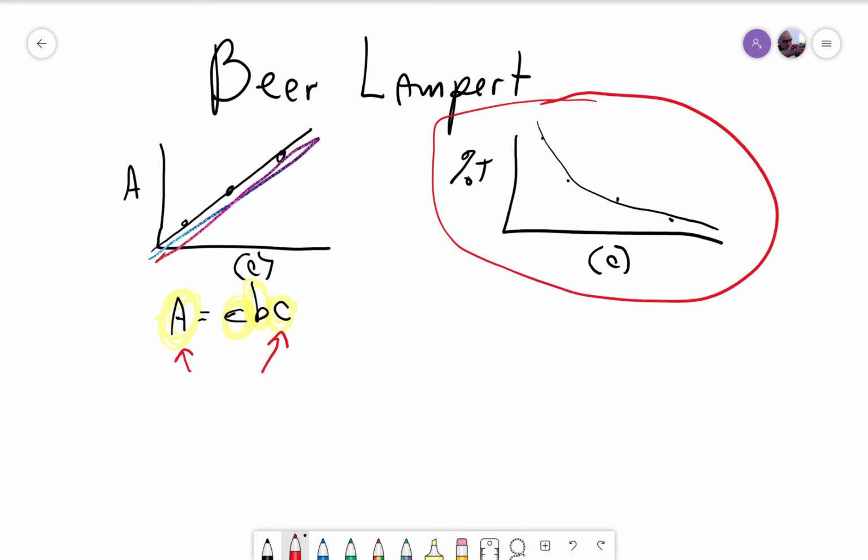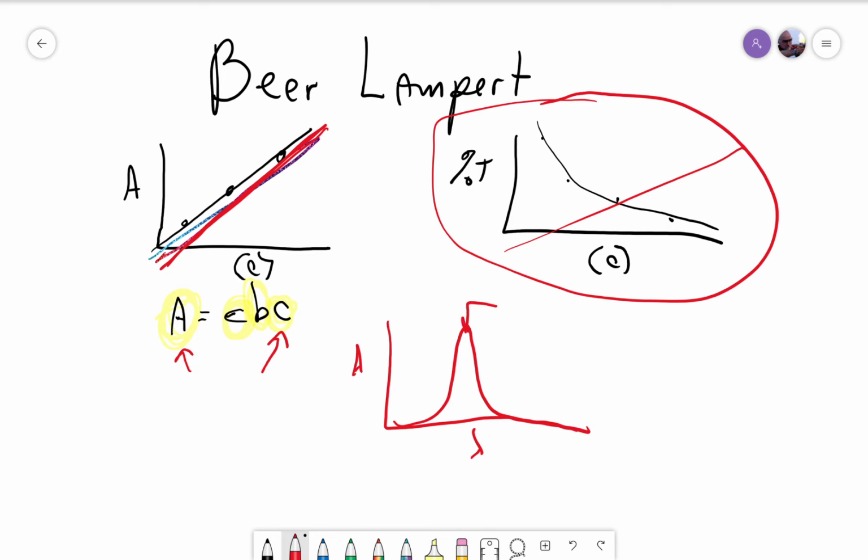So when we're doing concentration, we normally don't do percent transmission versus concentration, because absorbance versus concentration gives us this nice straight line. Just as a reminder, the way we got that is we looked at absorbance versus wavelength, and we picked the wavelength that gave us maximum absorbance. That's of course called lambda max.